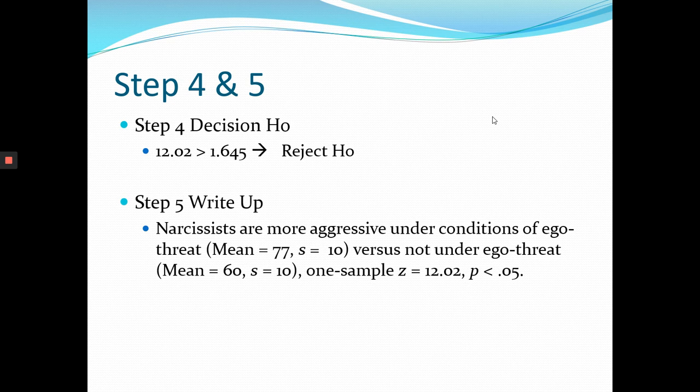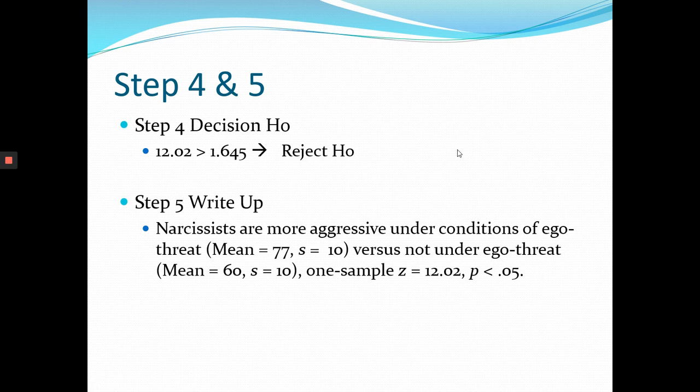So just think about that sentence again. Narcissists are more aggressive under conditions of ego threat versus not under ego threat. So in that little statement, we want to say, what are we studying? Well, we're studying narcissists. And what's our DV? Our DV is aggression. Well, what was your IV levels? Well, our IV levels were ego threat versus not ego threat. Well, okay, so you're looking at narcissists, aggression, ego threat versus not ego threat, which one was higher? Ego threat was more aggression versus not ego threat. So you also give a direction.